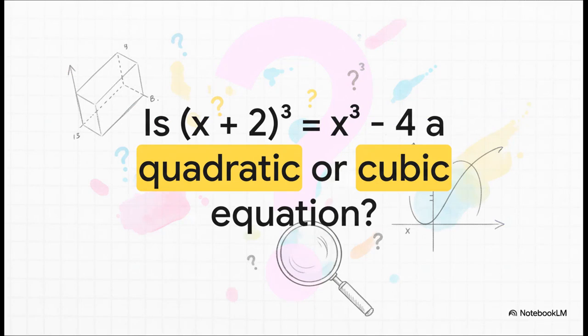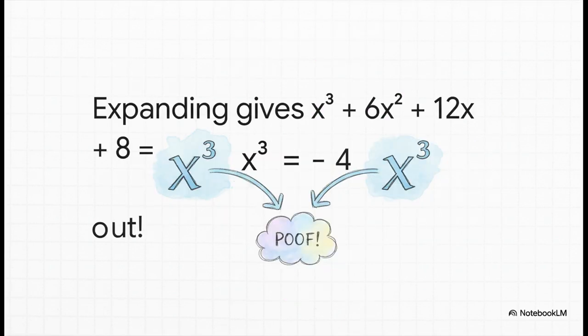Okay, you're getting good at this. So, time for a real challenge. What about this one? At first glance, with that power of 3, it's basically shouting, "Hey, I'm a cubic equation." But is it? Could this be another case of mistaken identity? Let's dig a little deeper. Okay, let's see what happens when we follow our golden rule and expand the left side. We get x cubed plus 6x squared and a bunch of other stuff.